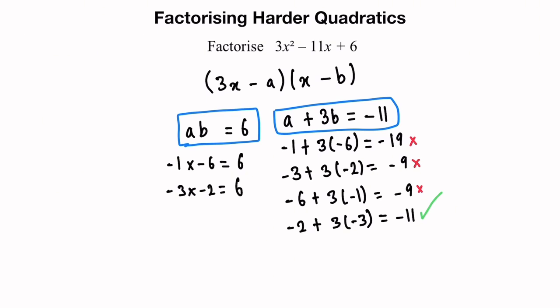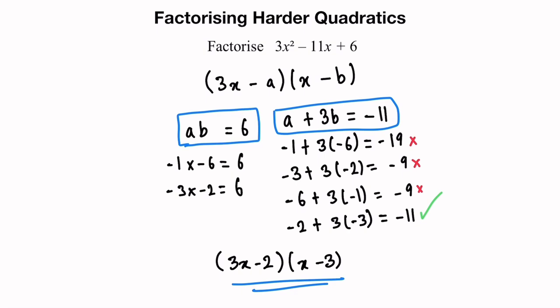So here I've just subbed them in. So -1 plus 3 times -6 gives you -19, so that's not right. Same for the other two there. And the correct one is -2 plus 3 times -3, and that does give you -11. So what that means is that b must equal 3. So the reason for this is because we want it so that when you multiply the value of b with 3x, we get a value that when we add it with minus ax, we end up getting -11, and that's the only way you can do that.